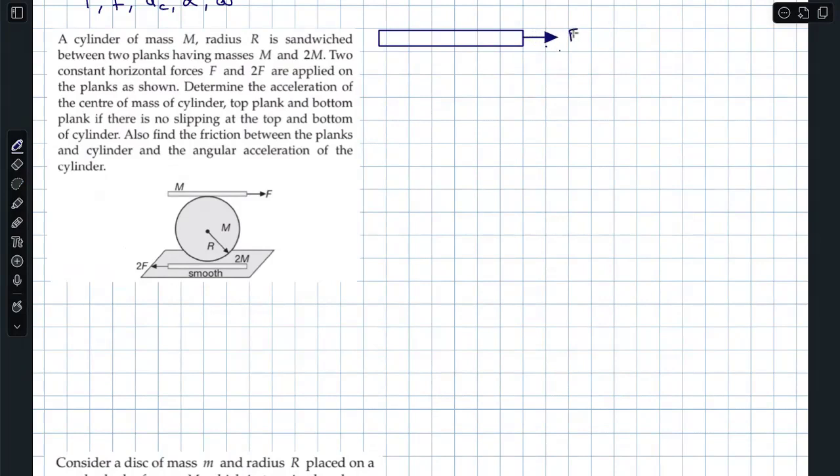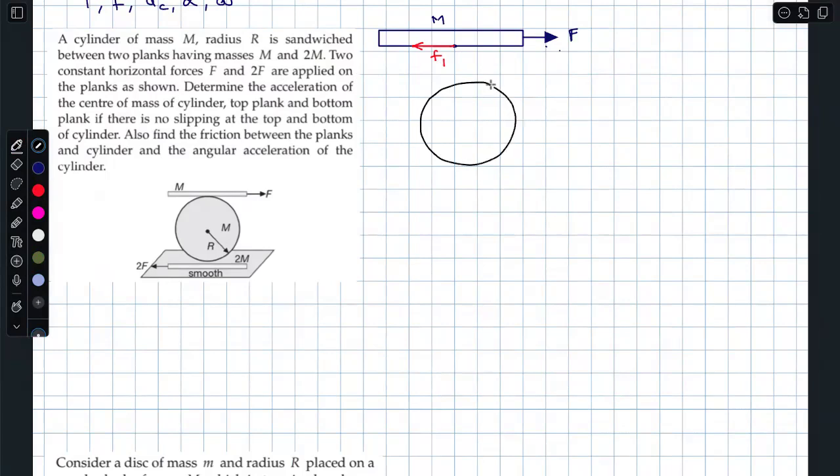This is force F, mass M. Remember, the friction beneath will try to oppose the motion of this. Let it be F1. Any doubt? Now, of course, there is normal reaction. I know that, that is okay, fine. I know what is necessary in this question. Only that free body diagram I am taking right now.